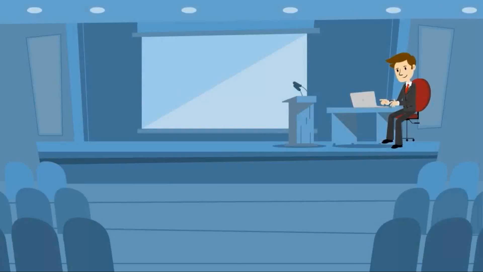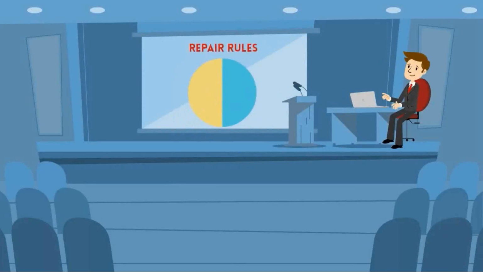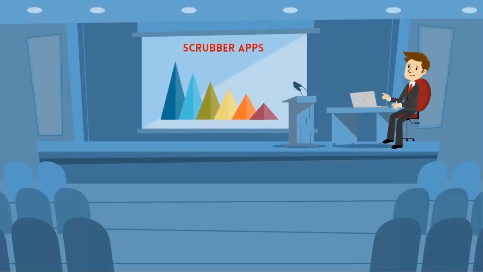There's 3 major components of the scrubber. The first component is where a shop can set up custom profiles. The second major component is where a shop can select which repair rules they want to check for. The final component is the app section of the scrubber.